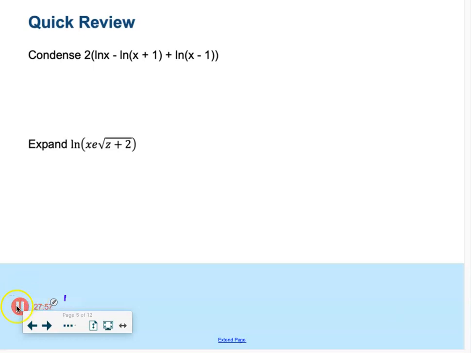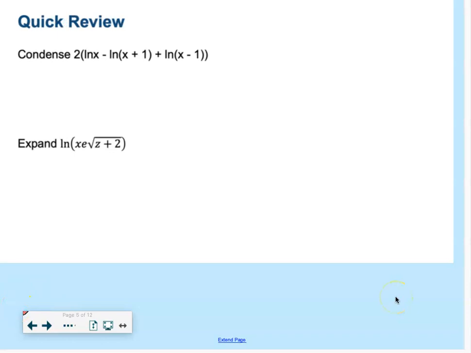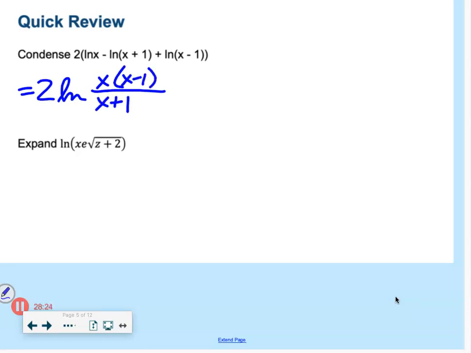And I have to do it over here. Done. All right, so for the first one, here's my advice to you. Whenever you have a bunch of logs, anything that's being subtracted goes to the bottom. Anything that's being added goes to the top. Doesn't matter the order, right? Whatever's being subtracted goes to the bottom. Whatever's being added goes to the top. So you have an x, you have an x plus 1, and then this x minus 1 up here.